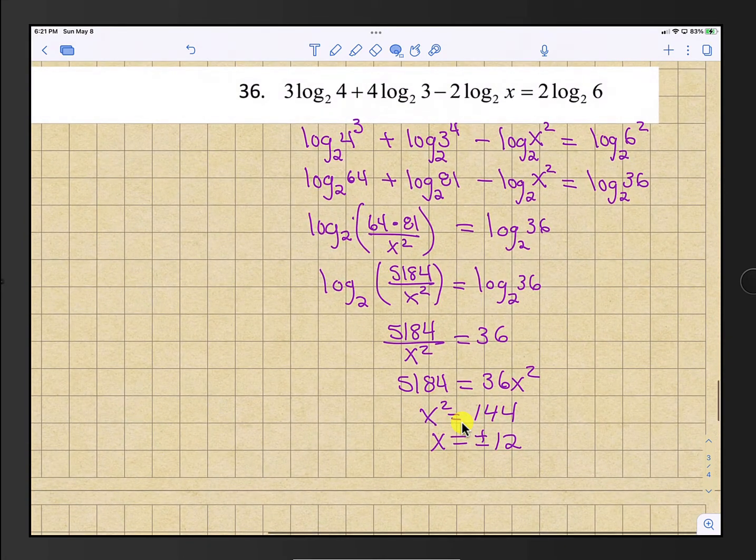Now, we know that we cannot take the log of a negative number because it's undefined. So this negative 12 option is not really an option. So we have to get rid of the negative 12 because log base 2 of negative 12 is undefined. So only one solution is valid, and that is x is equal to 12.